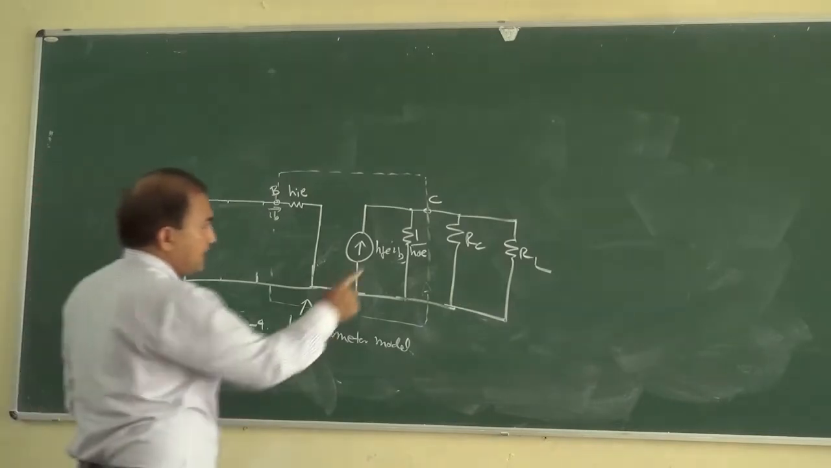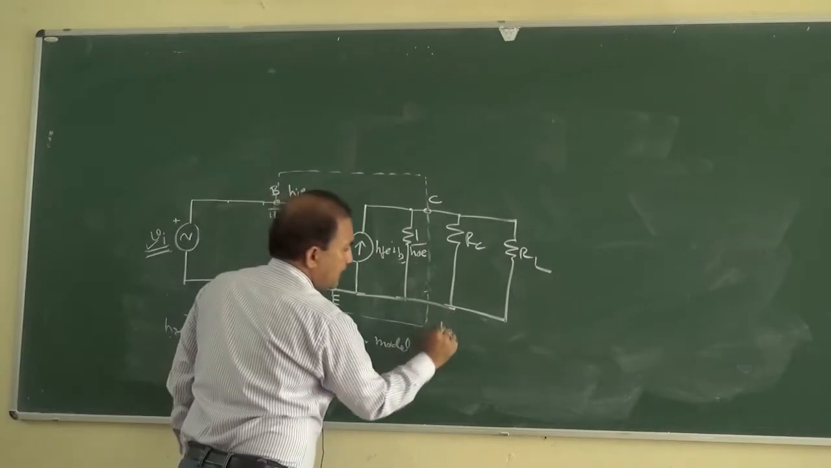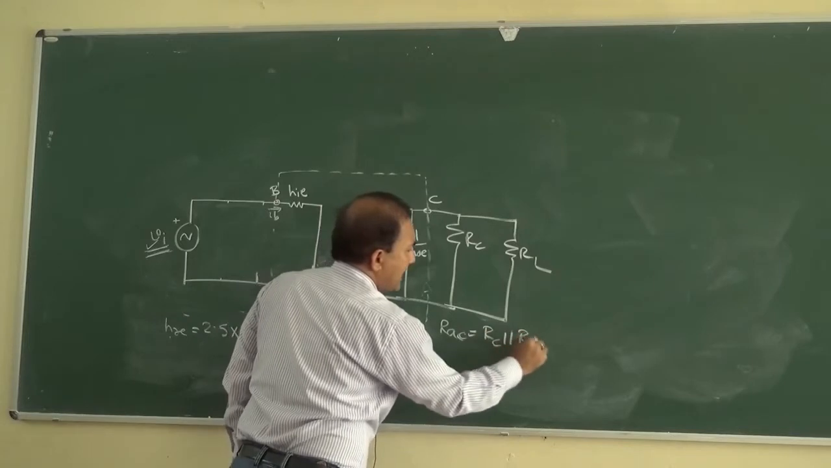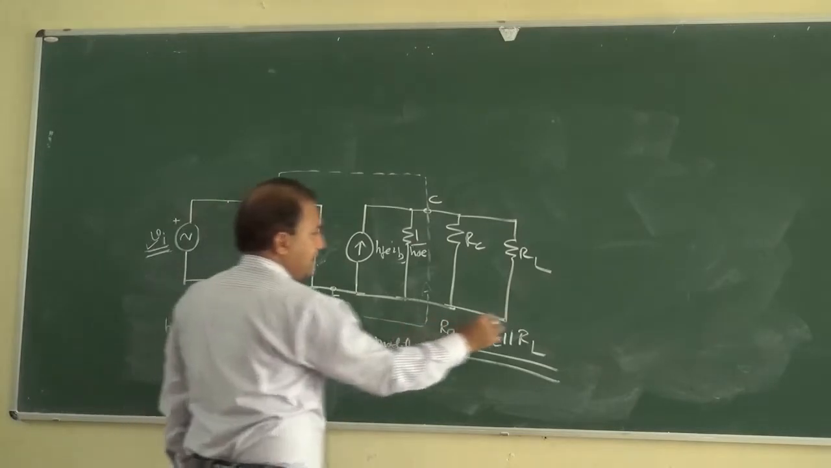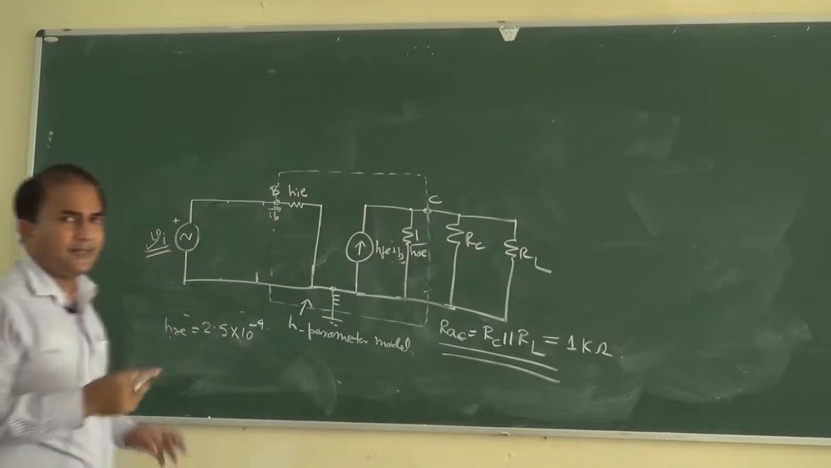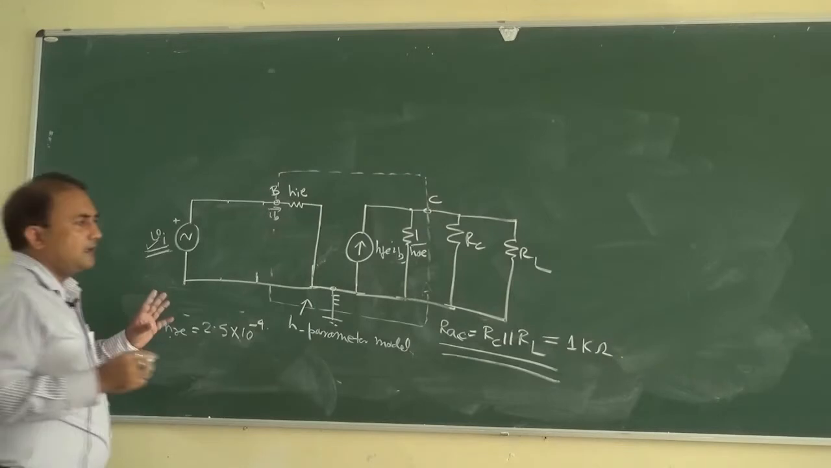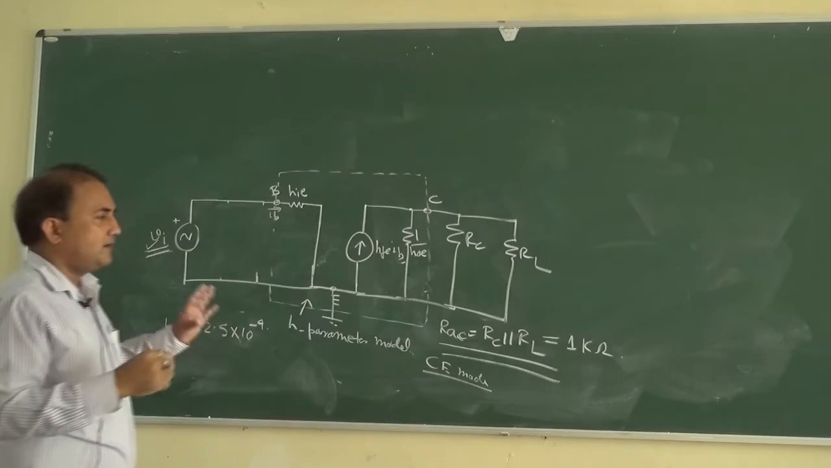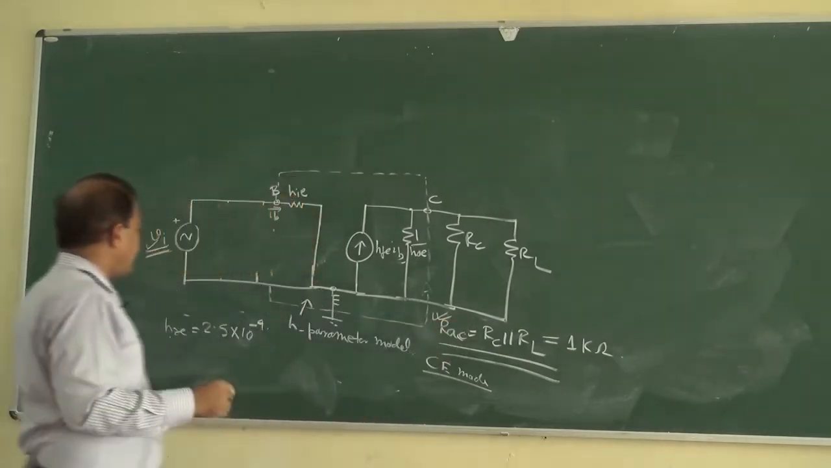Now 1 by HOE, its value, and now we can write RAC is equal to RC in parallel with RL, okay. And RAC, its typical value is 1 kilo ohm. These are the typical values for a BJT in common emitter mode. And for amplifier analysis, RAC typical value is 1 kilo ohm, okay.